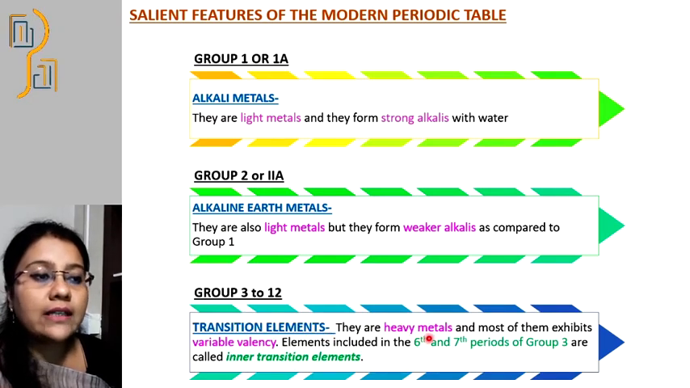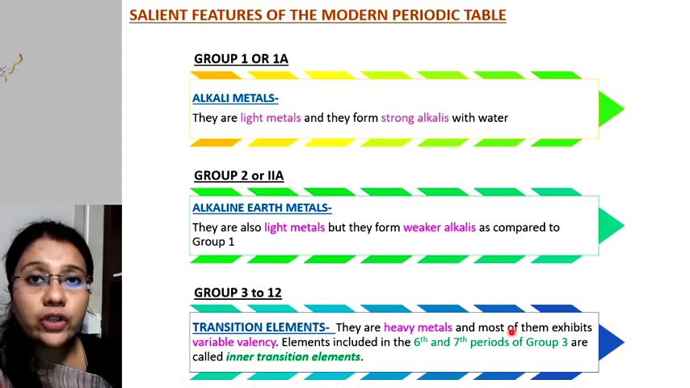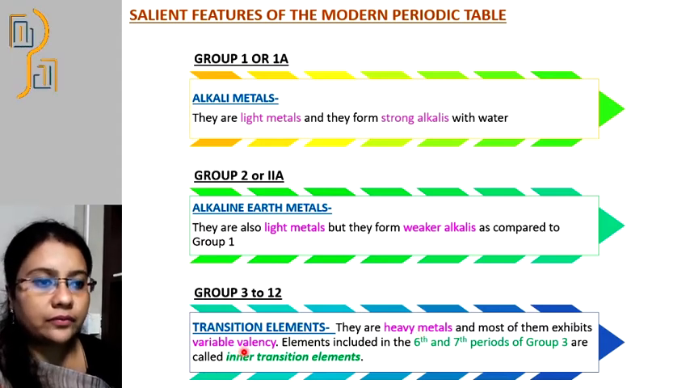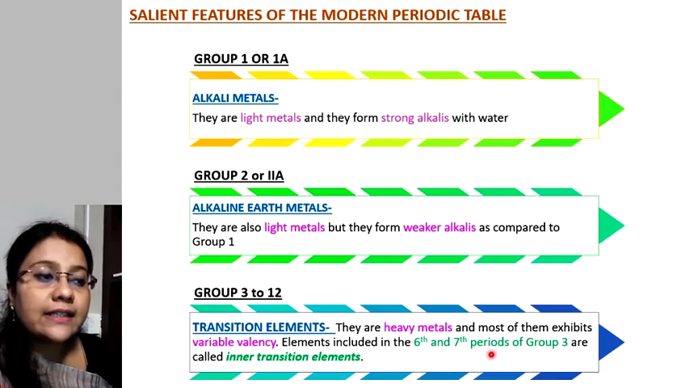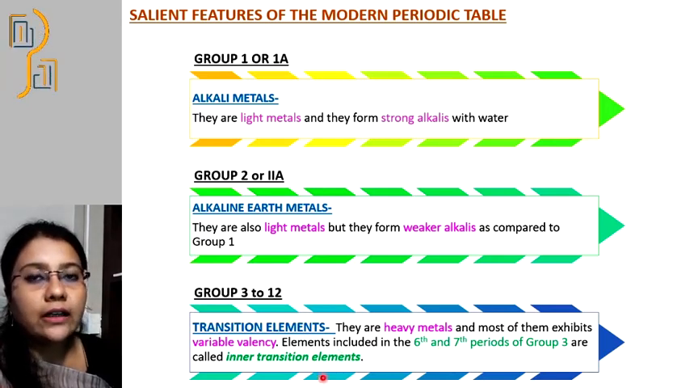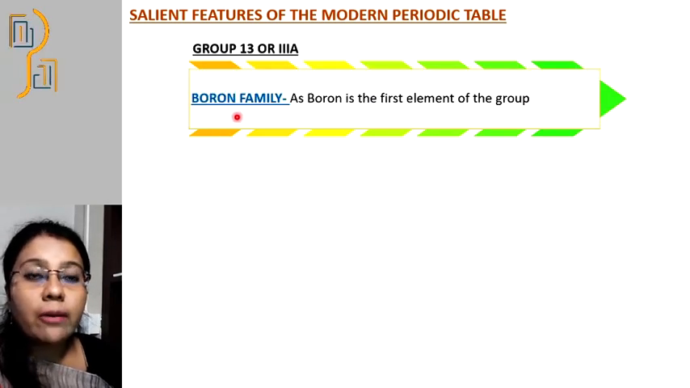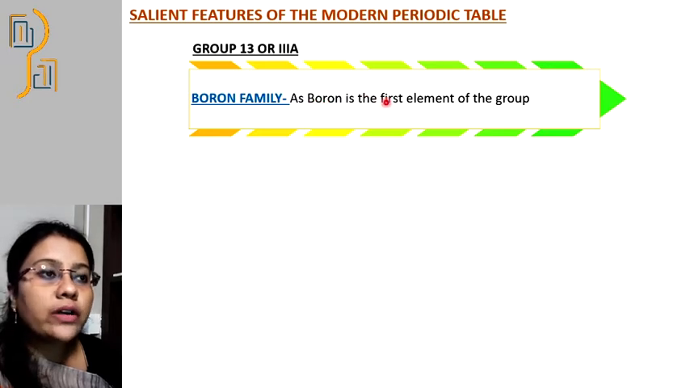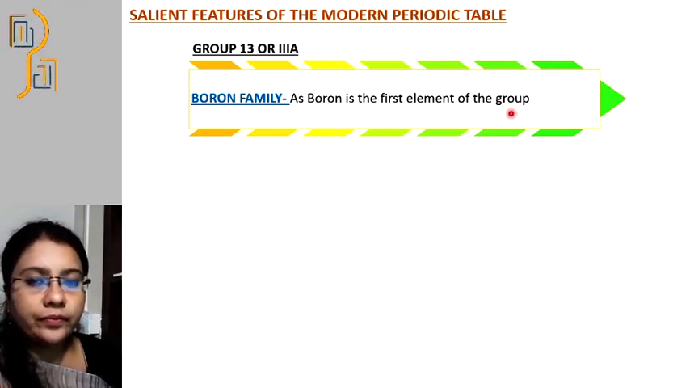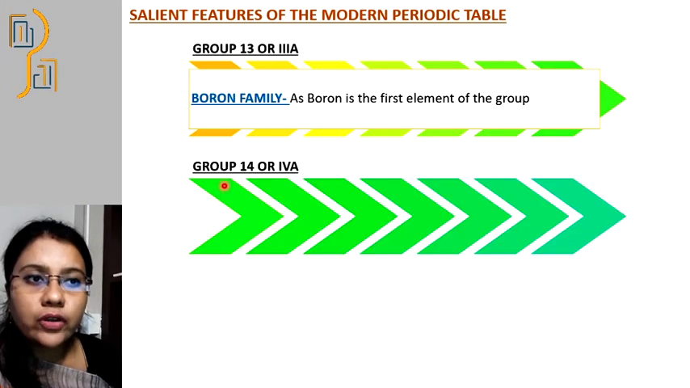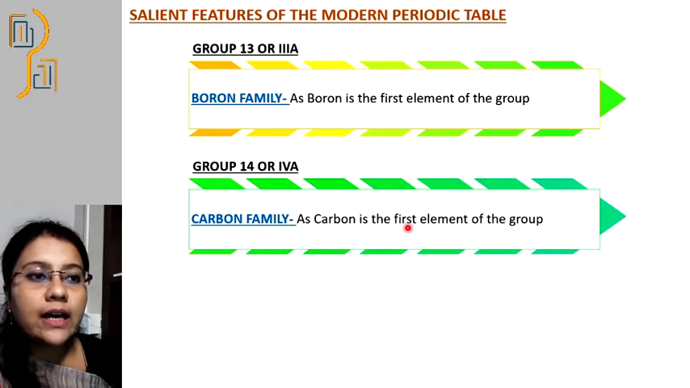These elements are heavy metals and most of them exhibit variable valency. Elements in the 6th and 7th period of group 3 are called inner transition elements. After group 12, there is group 13 or 3A, which is called the boron family because boron is the first element of the group. Next is group 14 or 4A, which constitutes the carbon family. As carbon is the first element of the group, the name is carbon family.